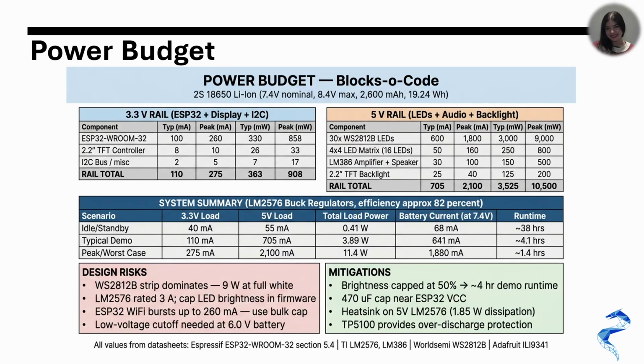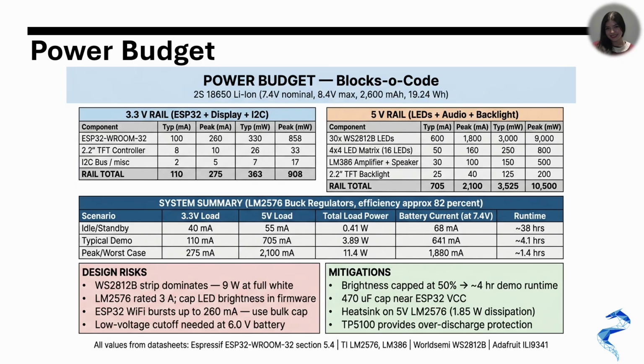Here we show the power budget for our system. Our battery pack is two 18650 lithium-ion cells in series, which gives us 7.4 volts nominal, 8.4 volts maximum, and about 19.24 watt-hours of energy. From there, the system is split into two rails. The 3.3-volt rail powers the ESP32, the TFT controller, and the I2C devices. In a typical demo, that rail draws about 110 milliamps, and in the worst case, about 275 milliamps.